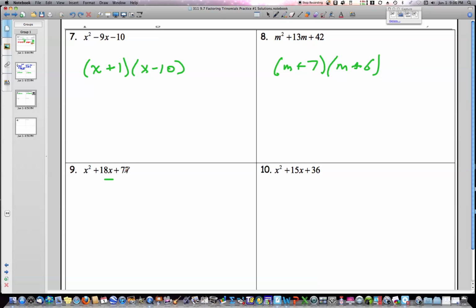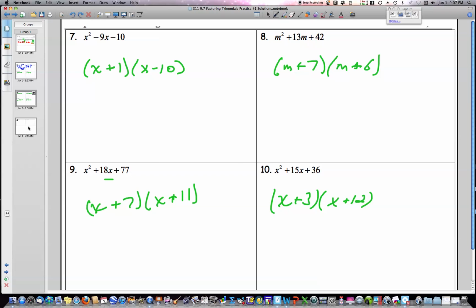Number 9, factors of 77 that add up to 18. 7 times 11 is 77, and 7 plus 11 is 18. So this one is x plus 7 times x plus 11, like that. And then lastly, not quite lastly I guess, but number 10, factors of 36 that add up to 15. That's 3 and 12, and so this is x plus 3 times x plus 12.